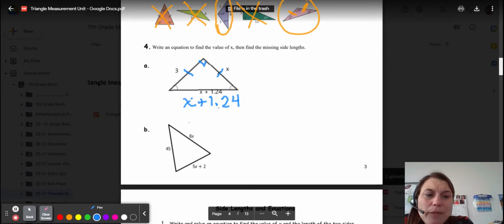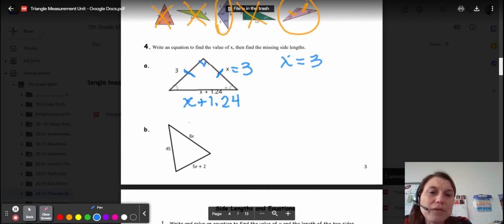I don't know enough yet to be able to find that by itself, but I can say if I know these two sides' lengths are equal, then that means that x over here, this side, has to be equal to the other side. So x must equal 3. So there's my equation, x equals 3.